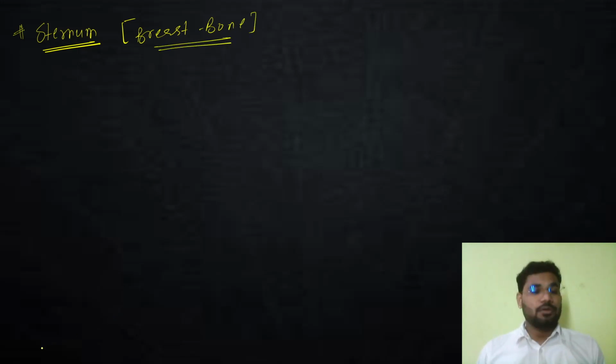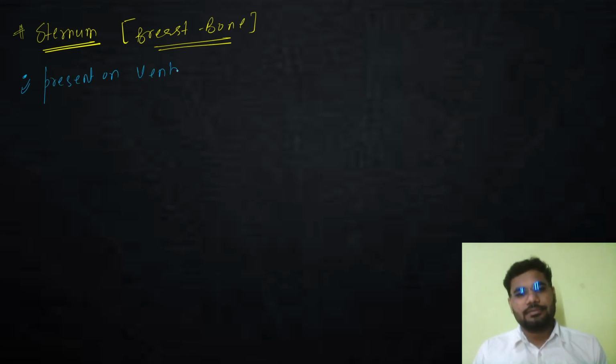It is a flat bone, and of course, it provides the articulation for a few ribs basically, and for the muscles, of course, many muscles. So, ribs, it is a breastbone. It is present on the ventral side of the body. So, that is its location.